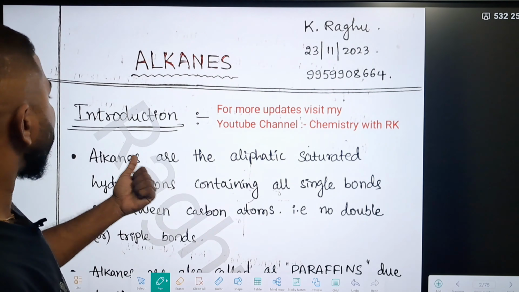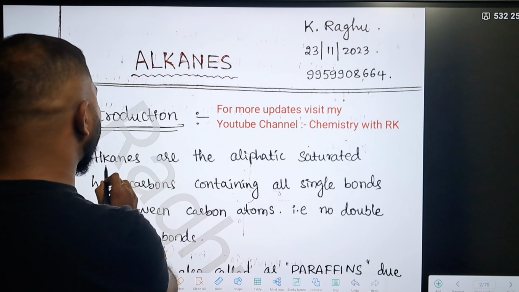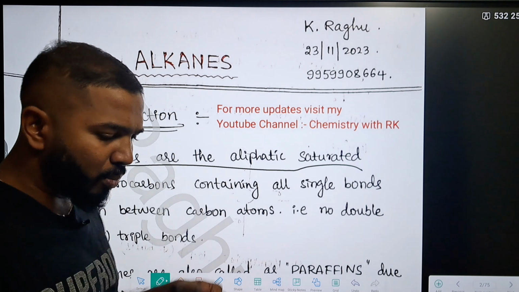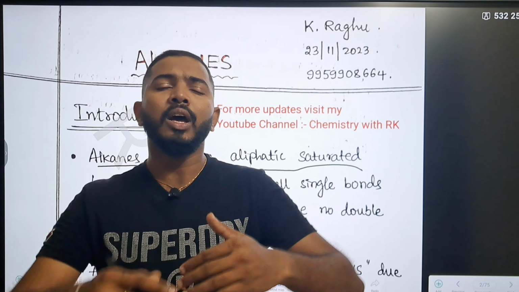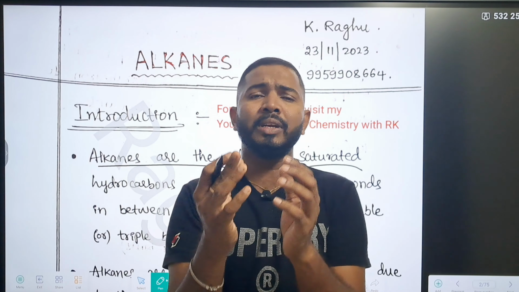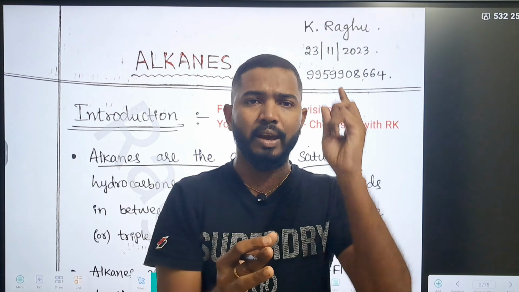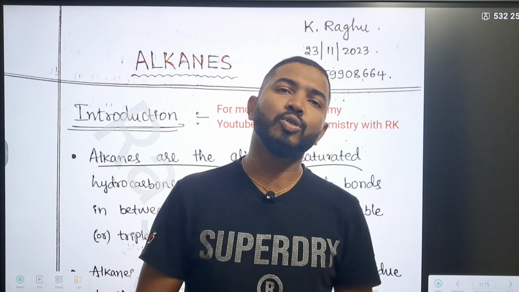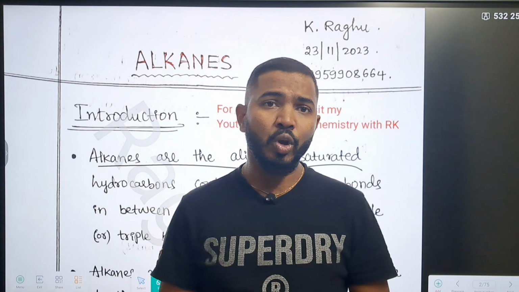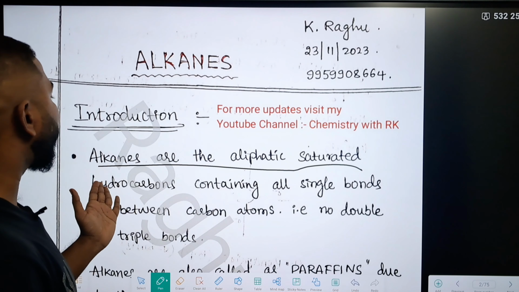What are they? Alkanes are aliphatic saturated hydrocarbons. What do you mean by saturated? Saturated is nothing but having no double or triple bonds between carbons. Only single bonds, so that we can call them alkanes. They are aliphatic saturated hydrocarbons.